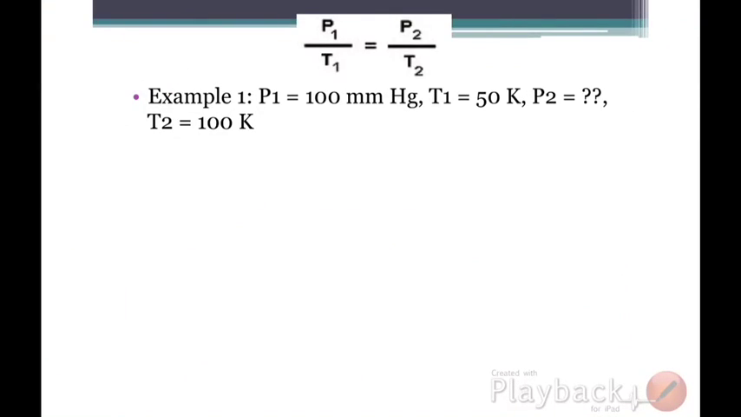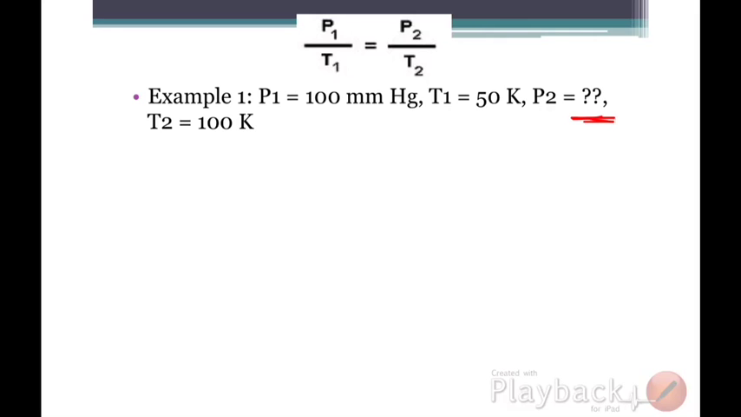So here's our first example. We are given the values for 3 of our variables, and we're looking for the missing one. So what we're going to do is go ahead and plug in our numbers and solve for what's missing using algebra.